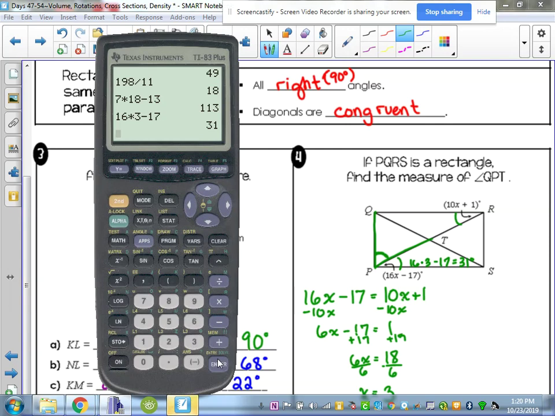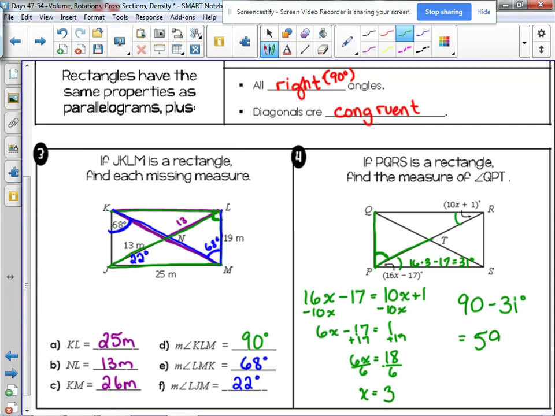Is that still our answer though? No, we're wanting the other part of that right angle. So we got to subtract that from 90. 59. 59, not 49. 59 degrees is the actual answer that we're looking for.